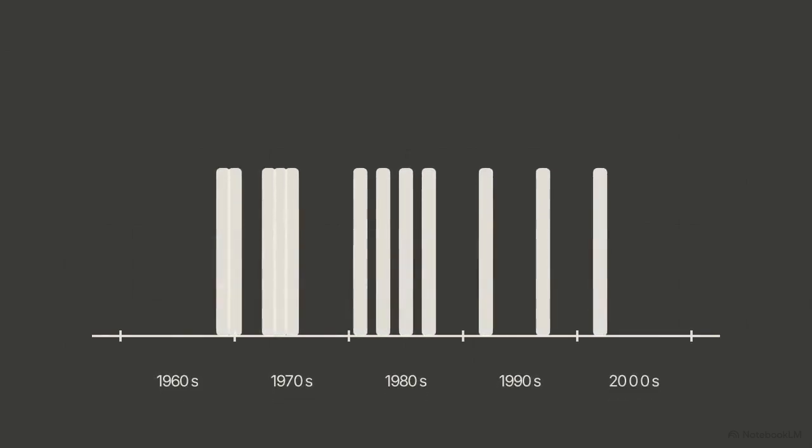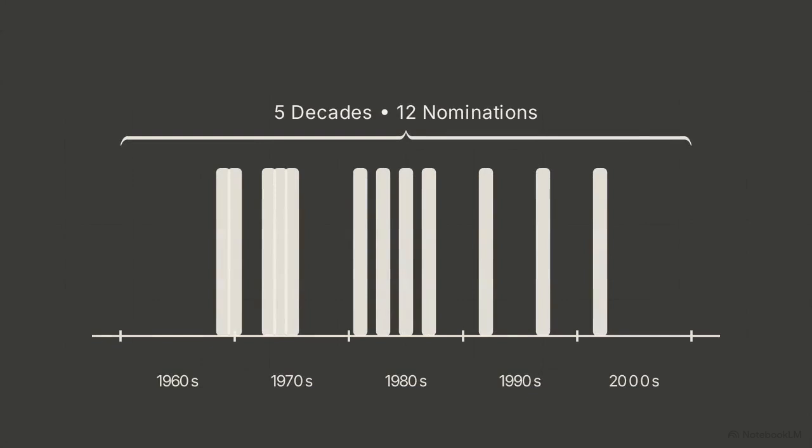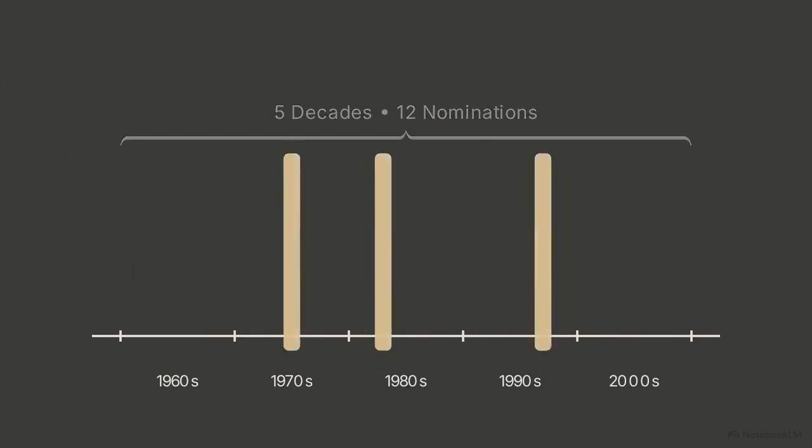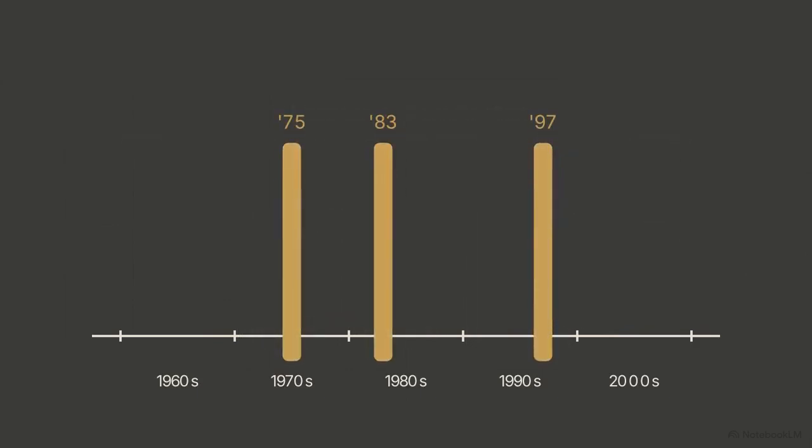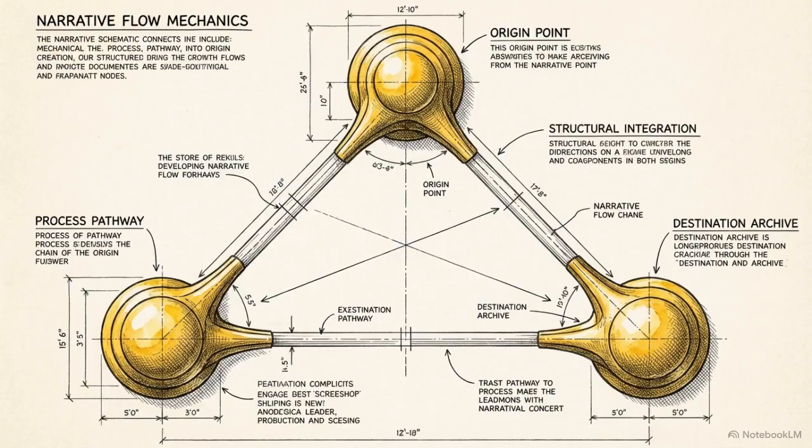This timeline plots his 12 Oscar nominations across 5 decades, the 1960s through the 2000s. He's the most nominated male actor in Academy history. Filtering those out reveals his 3 specific victories. These 3 specific films function as a high ROI viewing guide to map the exact boundaries of his acting range.